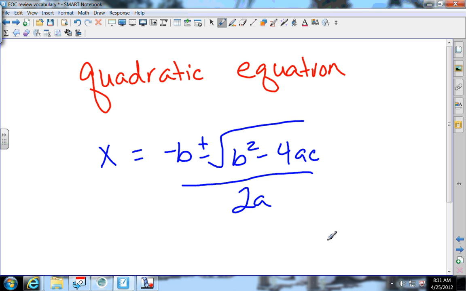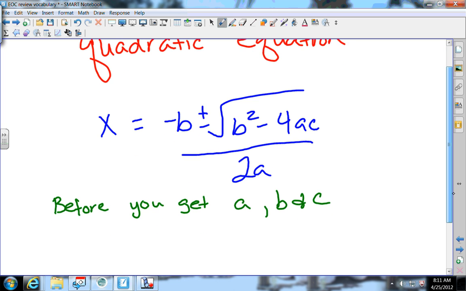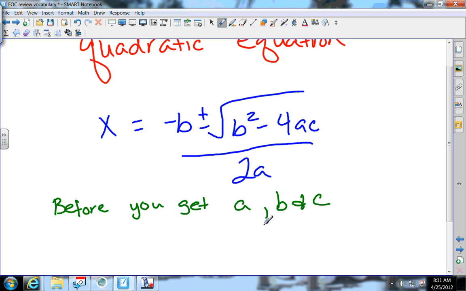Now, you don't really have to worry about remembering the formula, because it will be on your formula chart for the test. But before you can find a, b, and c, what does your equation have to be like? It has to be in what form? It has to be in standard form.